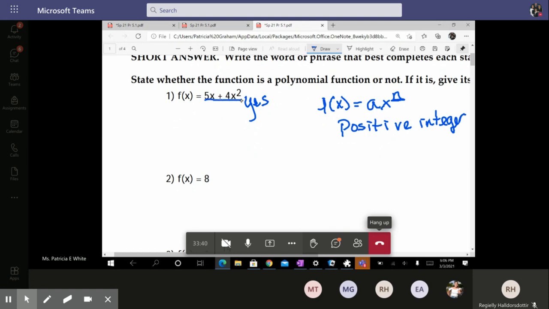So if I were to write this in the correct order, I would say 4x squared plus 5x, because that's 2 and 1. The degree of this polynomial is 2. Whatever the greatest exponent is, that's your degree.